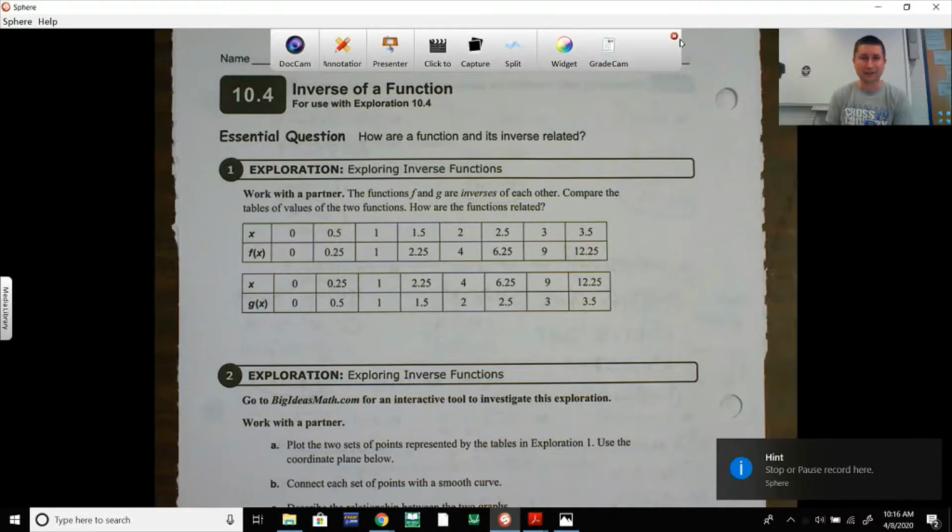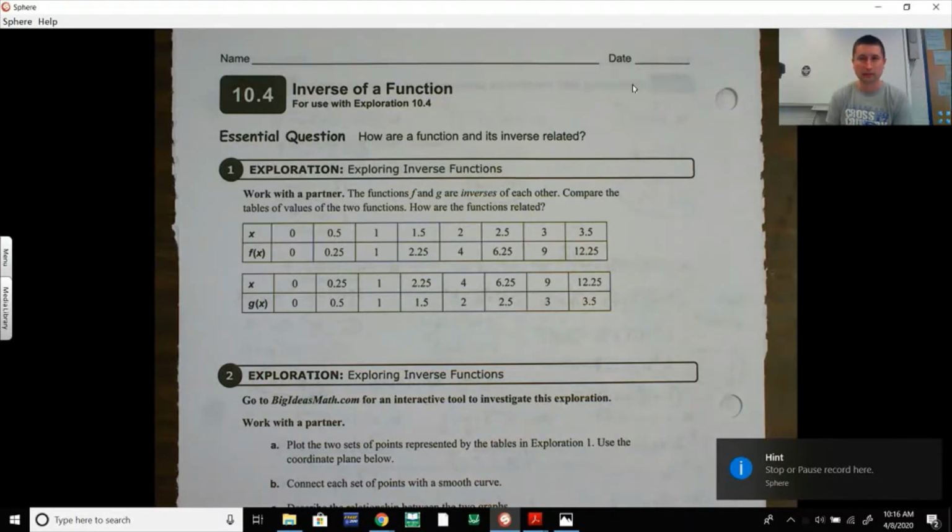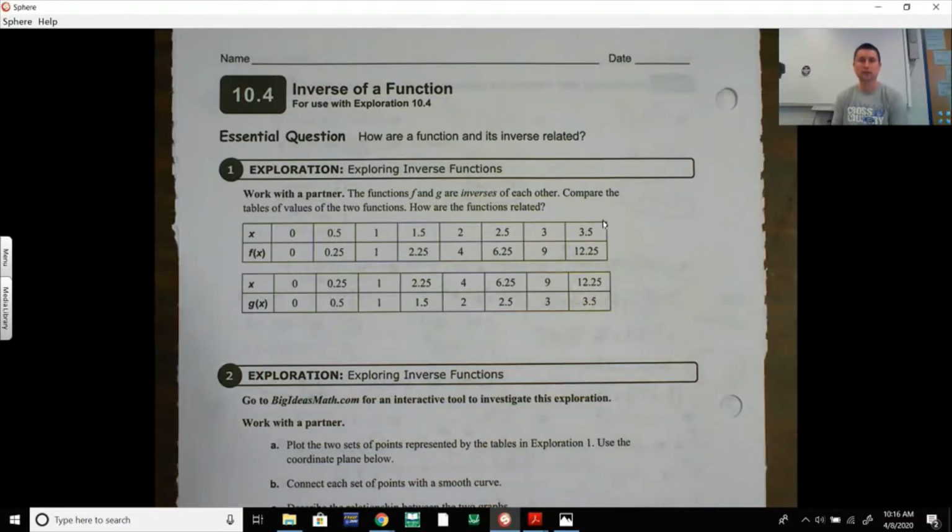Hello, Algebra kids. This is 10.4, titled The Inverse of a Function. Last lesson we talked a little bit about inverses and how inverses are something that will undo something that's been done. So the inverse of addition is subtraction, multiplication is division, inverse of division is multiplication, inverse of square roots is squaring, inverse of squaring is square root.